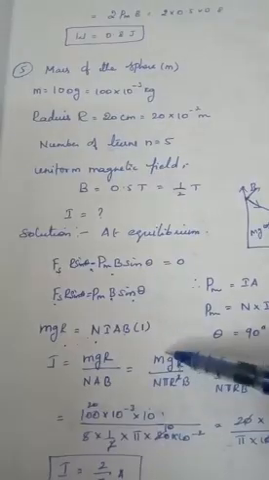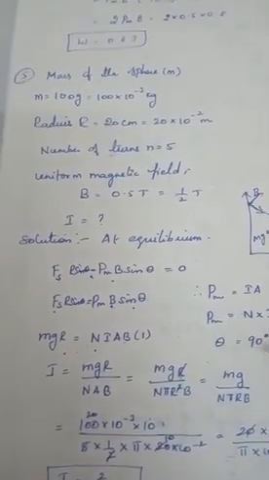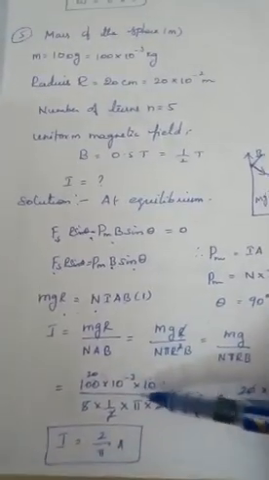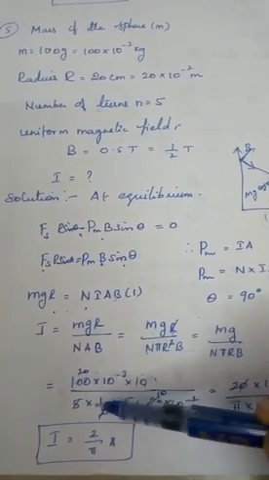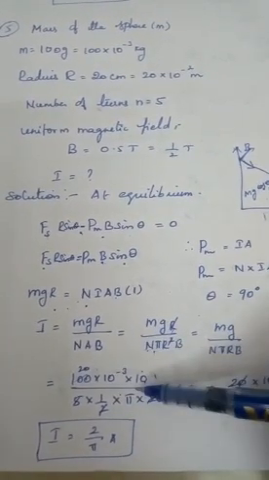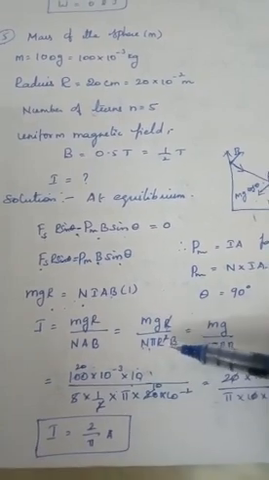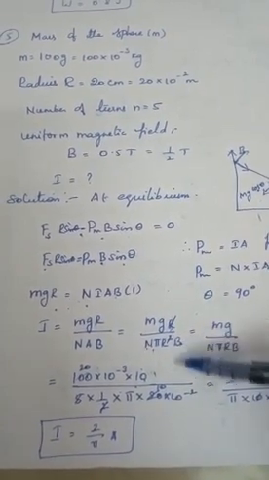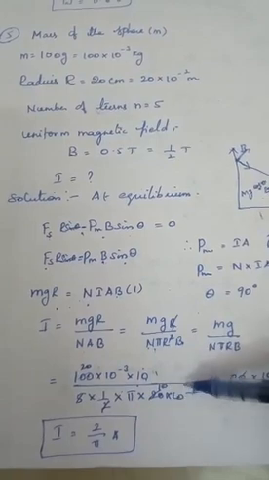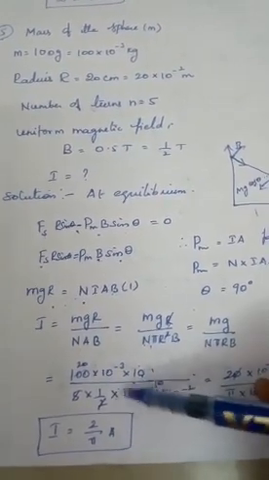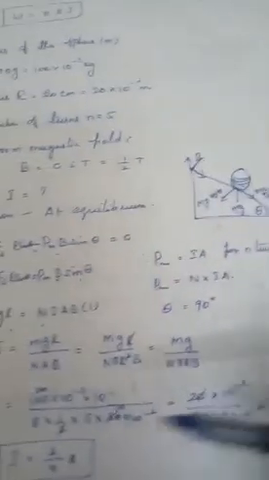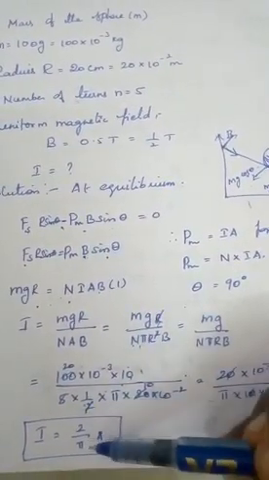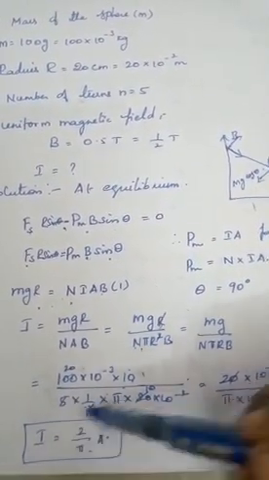So I is equal to mgr divided by NAB. What's the value of m? So 100 into 10 to the power minus 3, into the g value 10, divided by N, the number of turns, 5, into pi, into 1 by 2, which is the magnetic field, and the R value 20 into 10 to the power minus 2. Then finally you cancel and simplify all the values, and you will get 2 divided by pi. Then I is equal to 2 by pi ampere. So this is the current value.